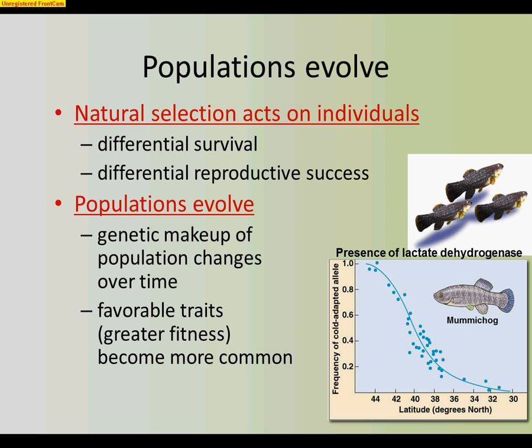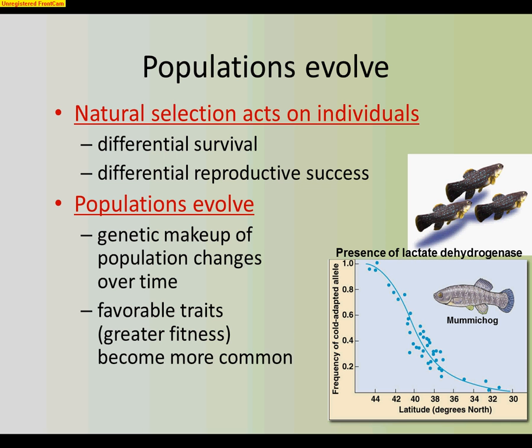Now, based on this top bullet point, depending upon who survives and who reproduces, will change your population. And that's where we want to bring in this idea that populations are what evolve. It's not an individual. The genetic makeup of a population changes over time. I'm going to give you a couple great examples in class, one of them being some pocket mice that we're going to look at in their coat colors.